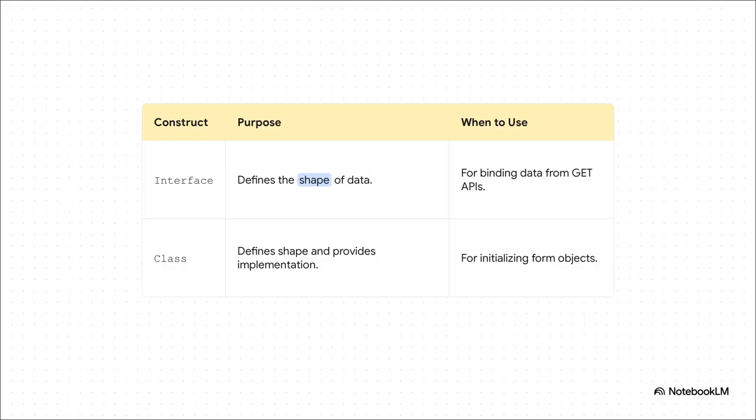Now, as you're wrangling all this data, you're gonna need to model it. So when do you use an interface versus a class?